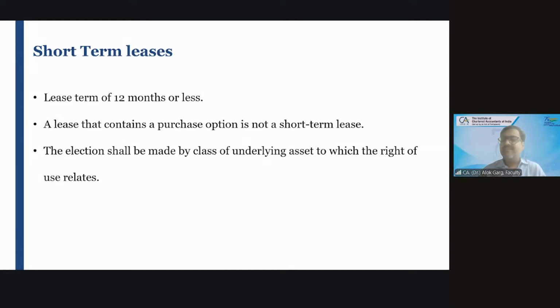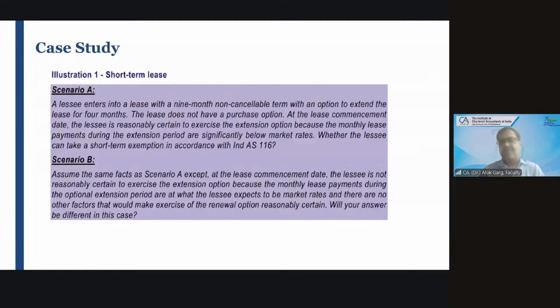It is 12 months or less, so 12 months is also a short-term lease, right? And what is not considered as a short-term lease? Where the purchase option is available. That will not be considered as a short-term lease, okay? And this short-term lease option has to be availed by class of asset, okay?